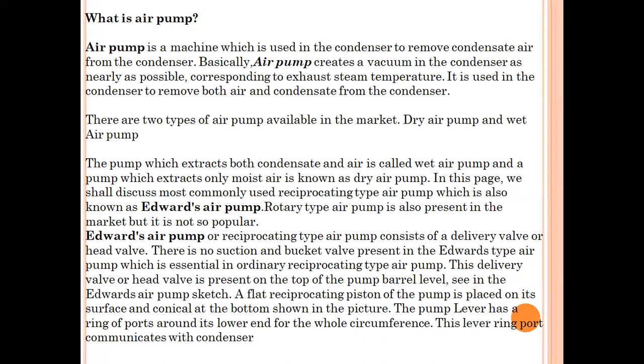See, in the Edward air pump cage, a flat reciprocating piston of the pump is placed on its surface and conical at the bottom, shown in the picture. The pump barrel has a ring of ports around its lower end for the whole circumference. This ring of ports communicates with the condenser.